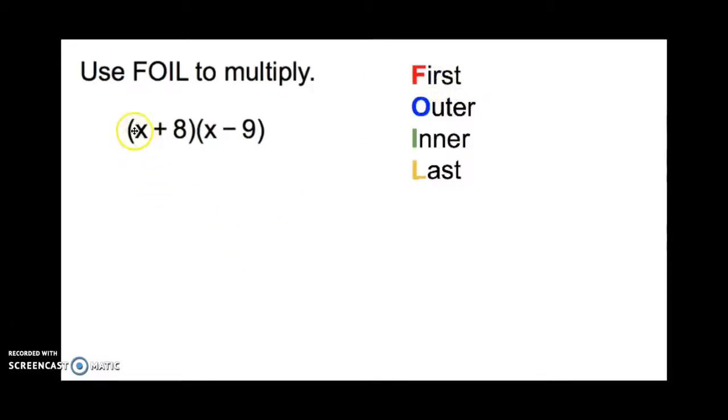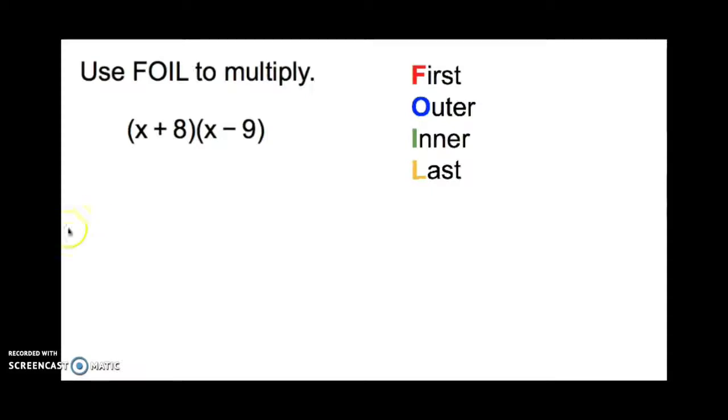That means you multiply the first terms of each binomial together. O represents outer, or the 2 outer terms in the binomials. Inner means the 2 inside terms get multiplied. Last is the last 2 terms. So this is just giving you an order to do it in so you don't forget to multiply anything.